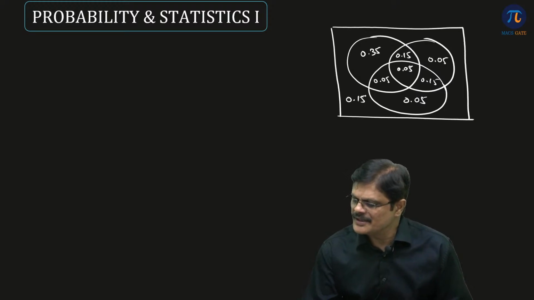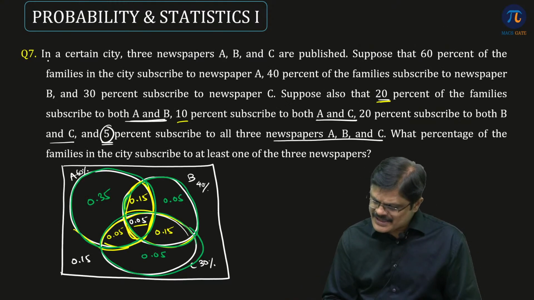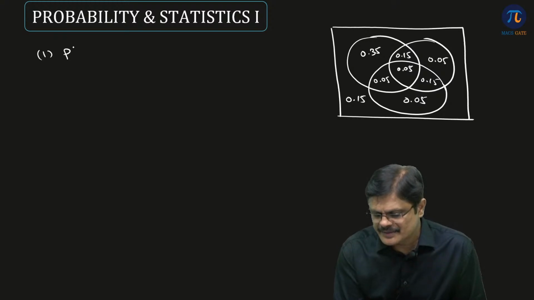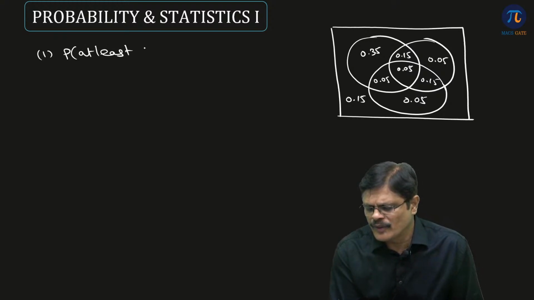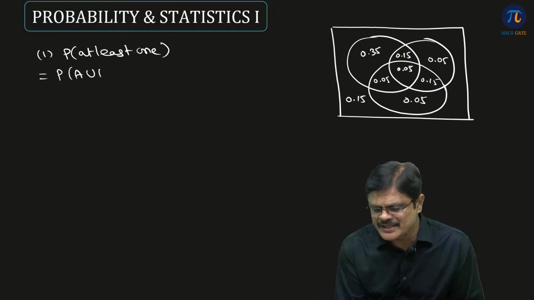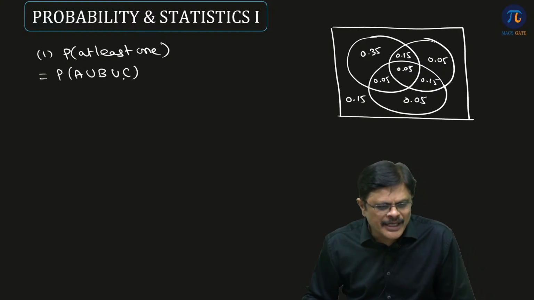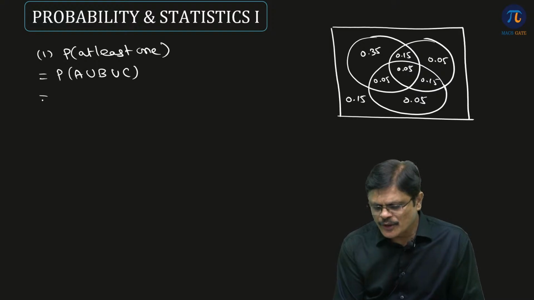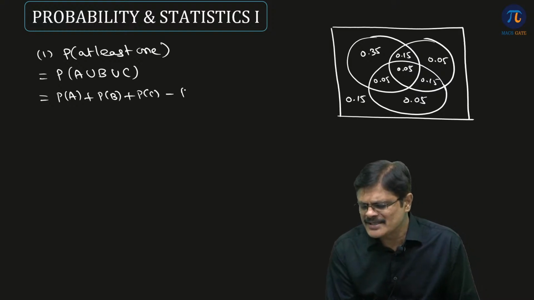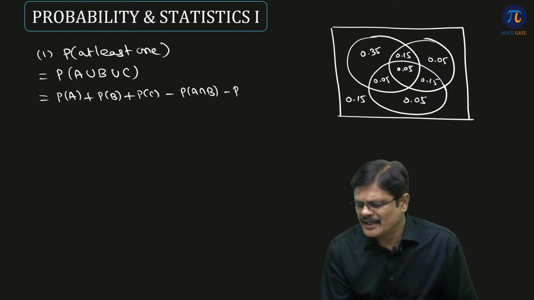Outside is 15%. Now here they ask a question, like, what percentage of families subscribe to at least one of the newspapers? At least one of the newspapers. See, at least one means what, sir? It is A union B union C. Okay. So if you want, you can use the formula method and solve it, sir. That is probability of A plus probability of B plus probability of C minus two combinations, A and B, A and C, B and C. All the two combinations with minus sign. Then three combinations with plus sign.